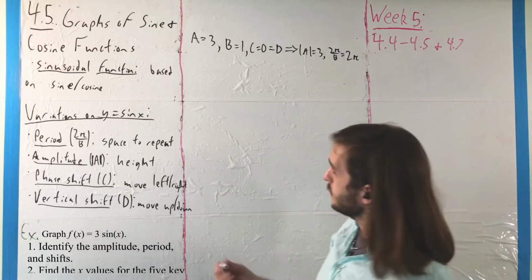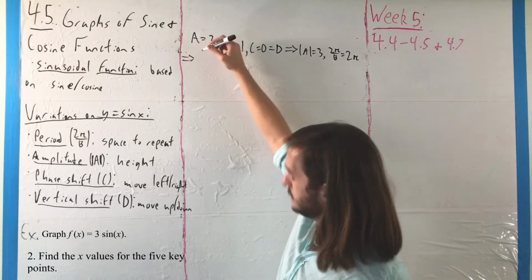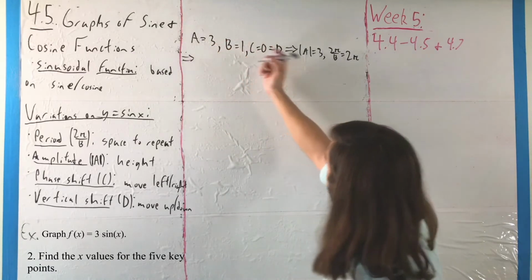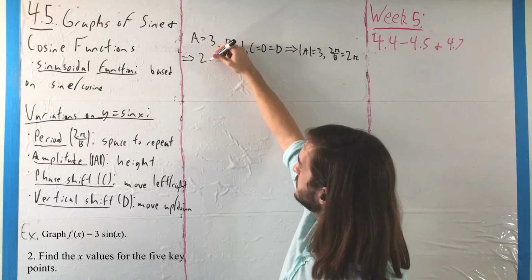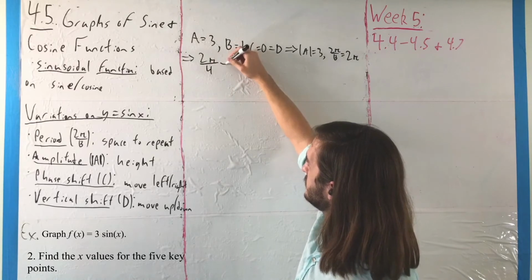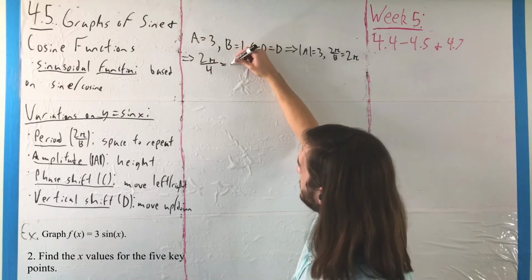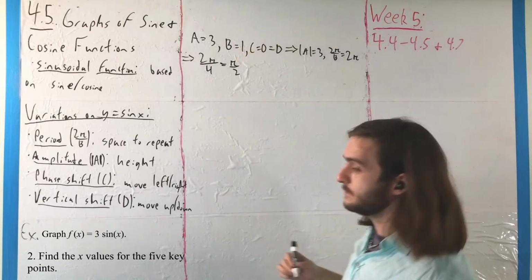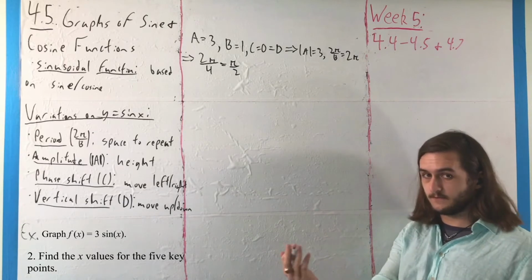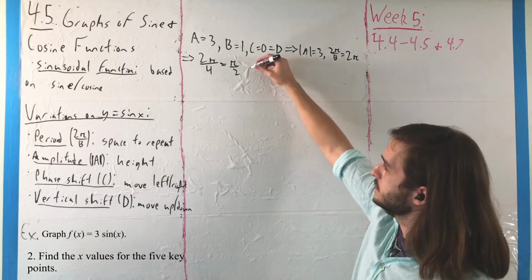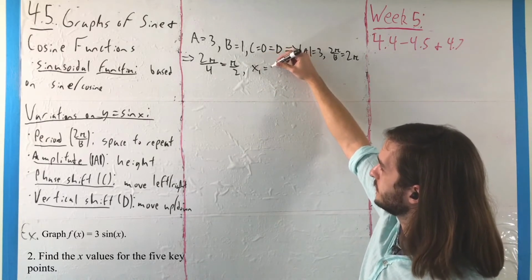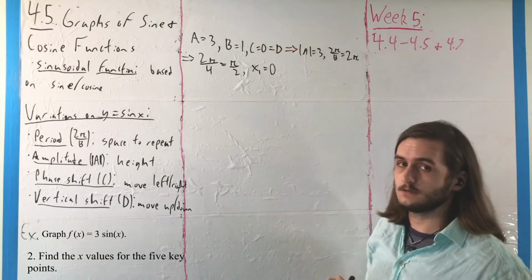So, to get our quarter periods, we're going to take our period, 2 pi, and divide by 4 to get that these quarter periods happen every pi over 2, starting from the initial position where, because we don't have any phase shifts, our first point, x1, that we're working from will be 0.